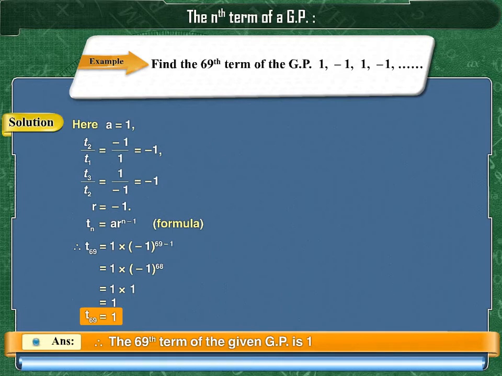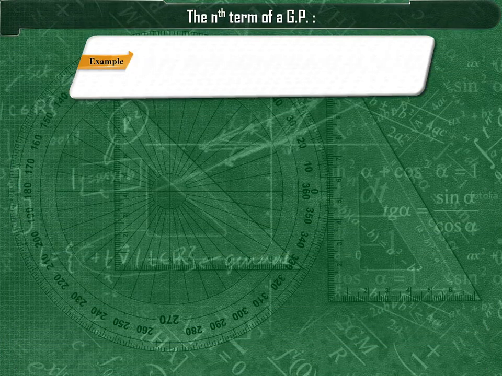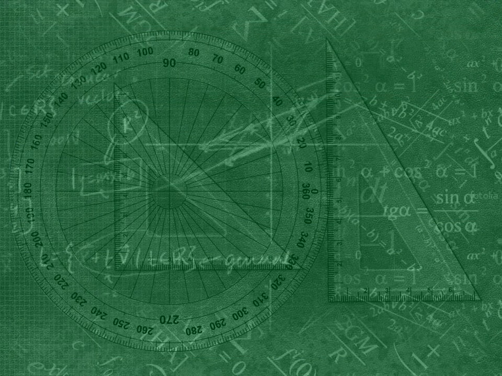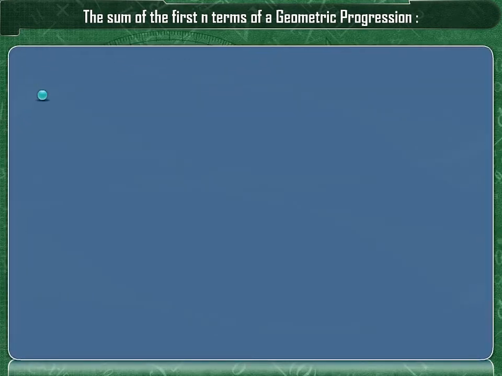The sum of the first n terms of a geometric progression. Consider the GP 3, 6, 12, 24 and so on. What is the sum of the first two terms of this GP? The sum of the first two terms, S2, is 3 plus 6, which is 9.